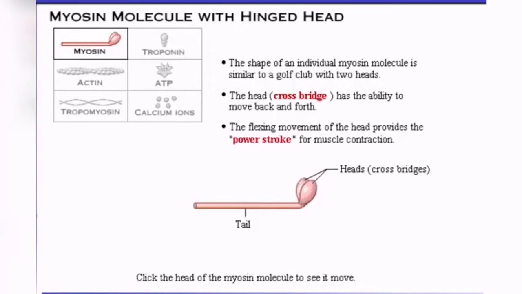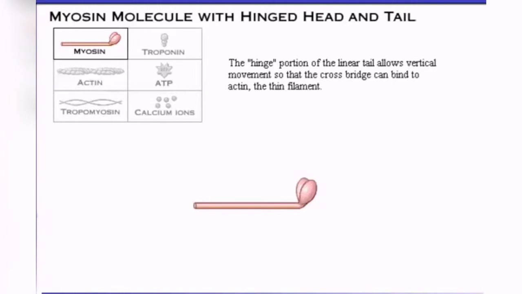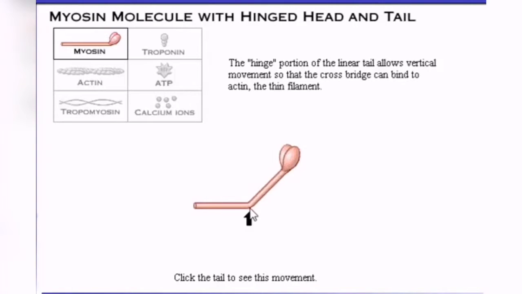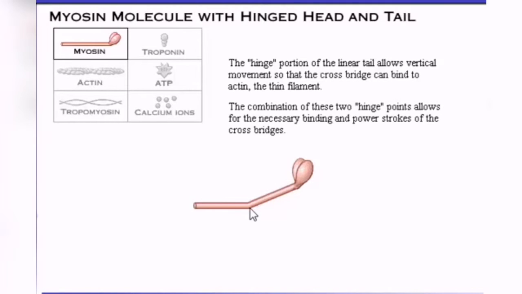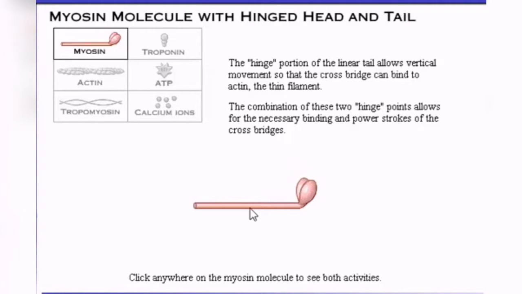Another feature of the myosin molecule is the hinge portion of the linear tail. This allows vertical movement so that the cross bridge can bind to actin, the thin filament. Click the tail to see this movement. Click anywhere on the myosin molecule to see both activities.